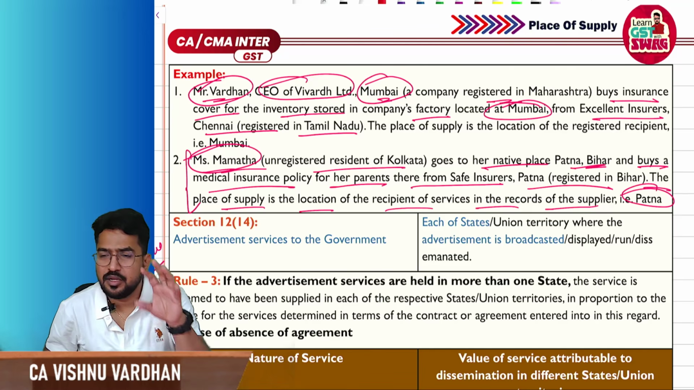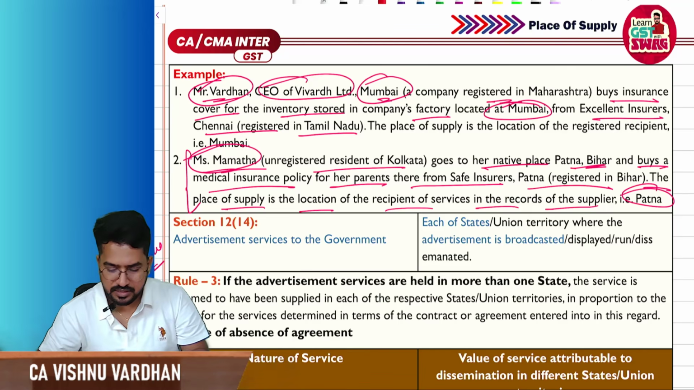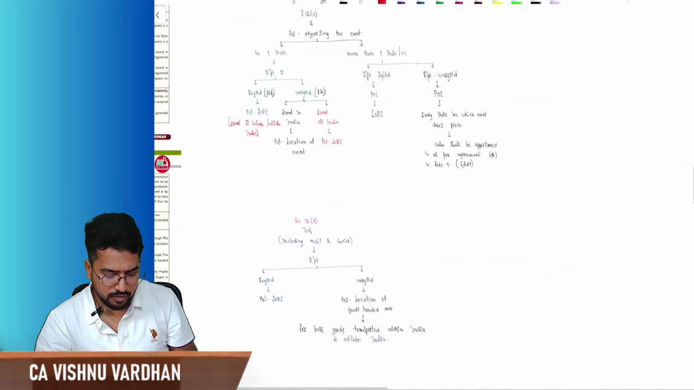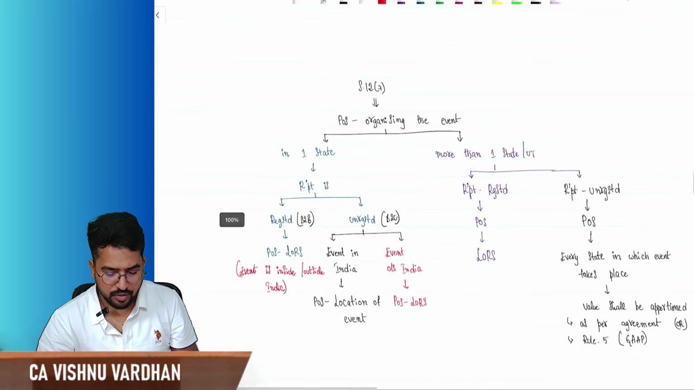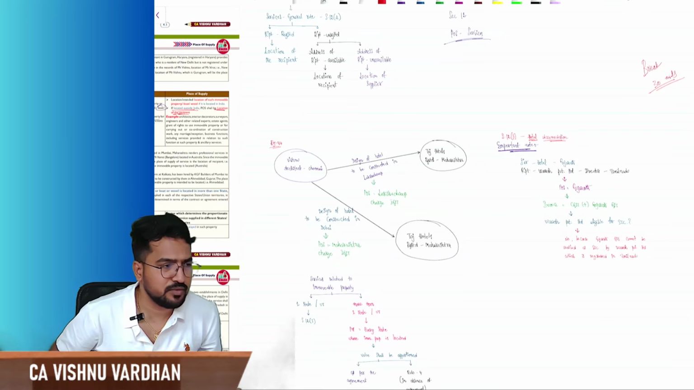But I repeat again, place of supply is such a topic where you need to spend some time to revise and remember the things. Everywhere we have given the flow charts. Please make sure you remember the flow charts. That way you revise it, and once you go through the questions, you will become comfortable. Simple.